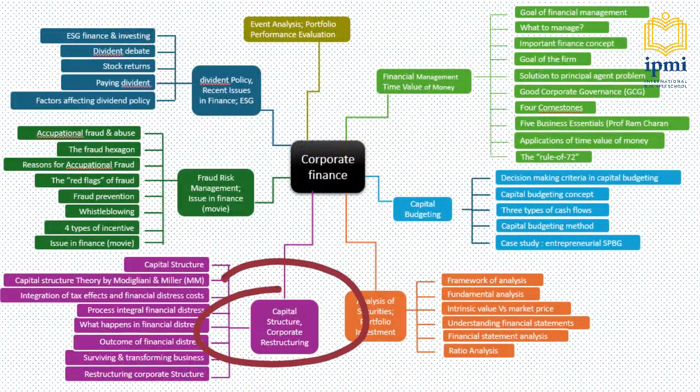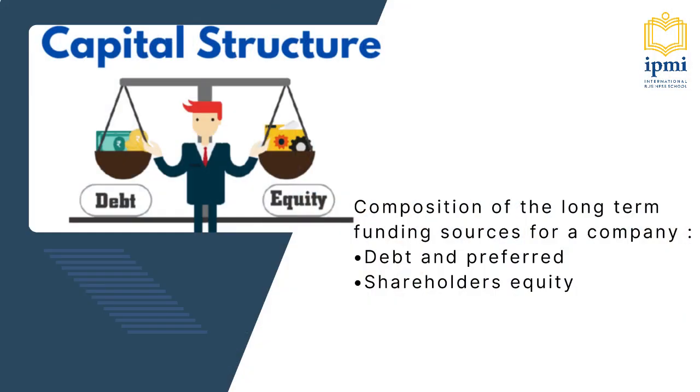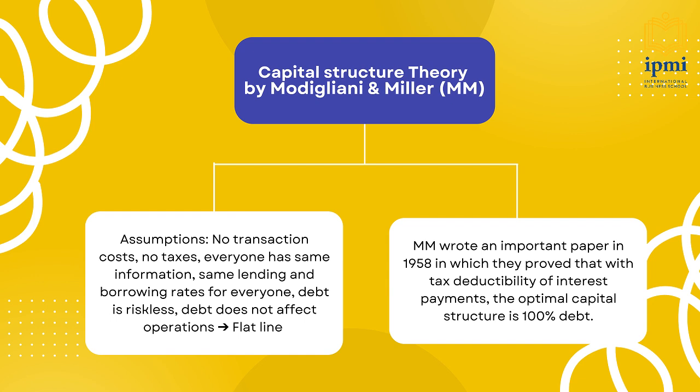Let's move to capital structure and corporate structure. Let's kick things off with capital structure. This refers to the composition of long-term funding resources for a company, which includes debt and preferred shareholder equity. Capital structure theory by Modigliani and Miller.